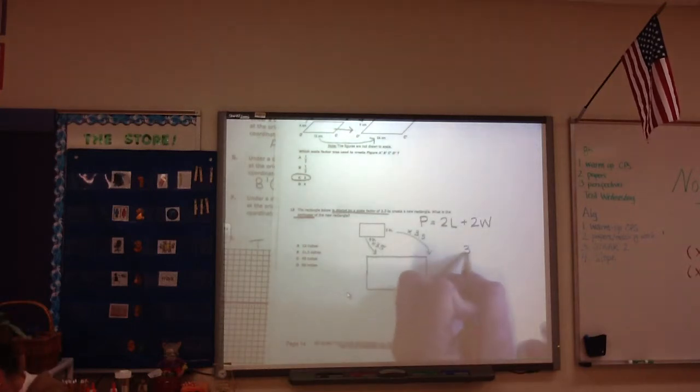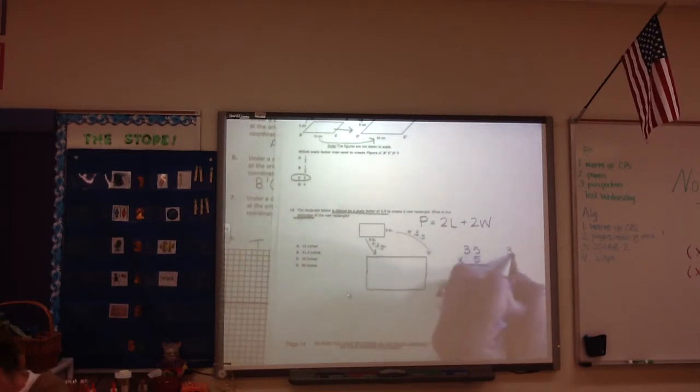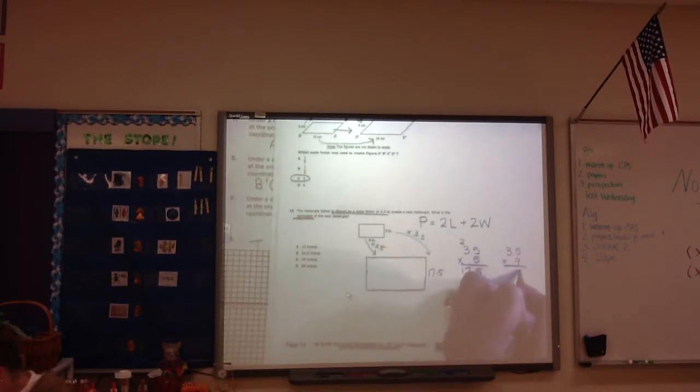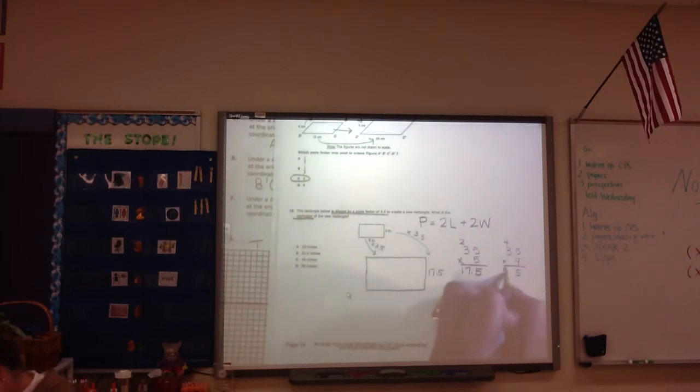Okay, so I'm going to start off by multiplying 3.5 times 5 and 3.5 times 9. 5 times 5 is 25. That's 15 plus 2 is 17. Then 5 times 9 is 45. Carry your 4. 3 times 9 is 27. 28, 29, 30, 31.